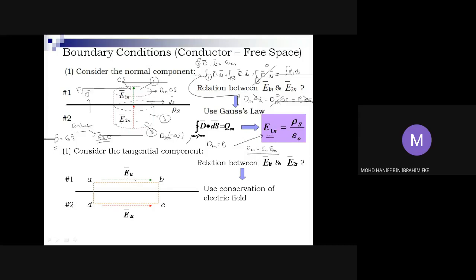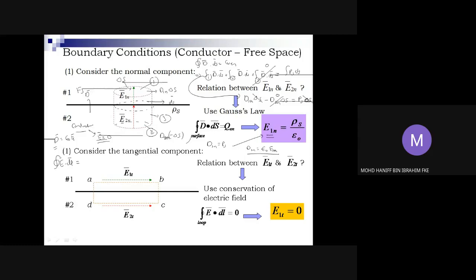Okay, so for the tangent components, to find a relationship between E1T and E2T, we can use this relationship, which is the equation from the second law of Maxwell, where we have the closed loop integration of E dot dl equals 0, work around a closed loop equal to 0. This is the equation from the second law of Maxwell.